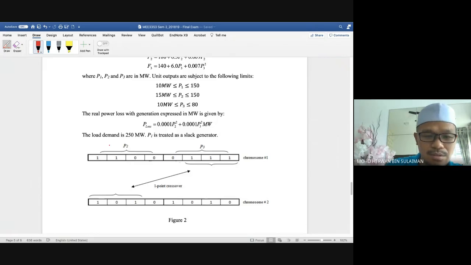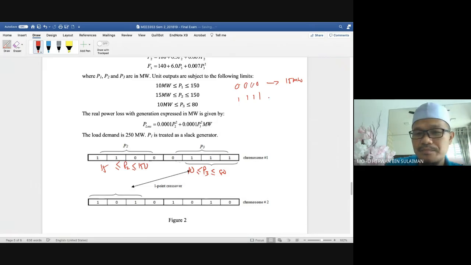Just remember your P2 is between 15 and 150. P3 is between 10 and 80. So for this one you need to use the representation because we have 4 bits. 4 bits meaning your minimum is 0000, right? So 0000 is 15 megawatts. 1111 is the maximum, right? It is 150 megawatts.